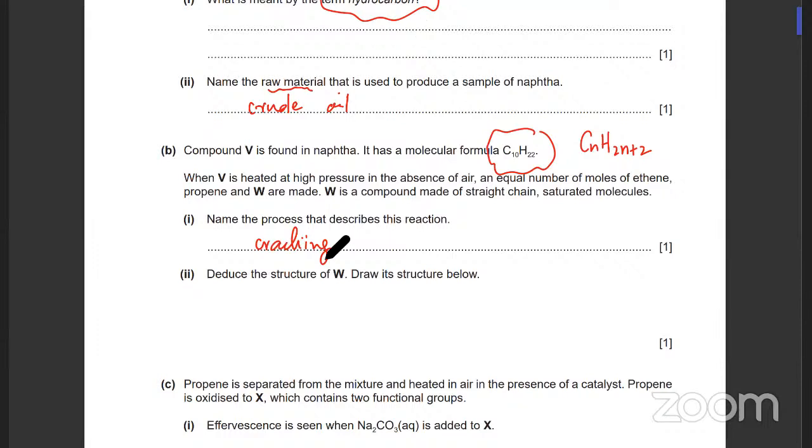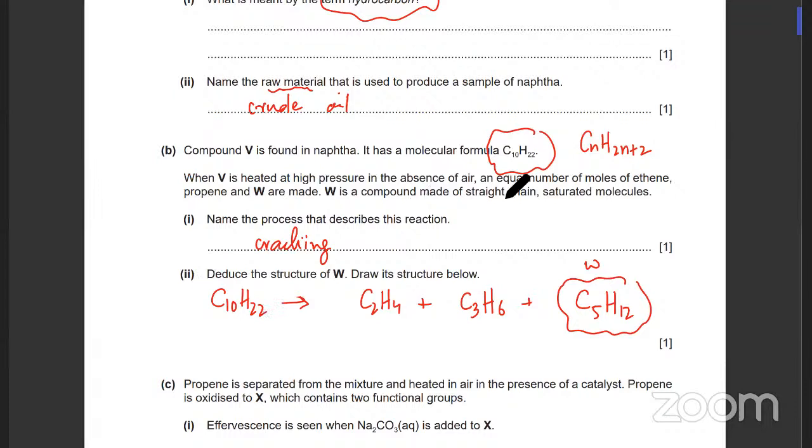And they're asking: deduce the structure of W and draw its structure below. So what is W? First thing, C10H22 is breaking up, and you're getting an equal number of moles of ethene, which is C2H4, and propene, which is C3H6, and there is W. So you already have 5 carbon atoms, so W is going to have 5 carbon atoms. And you got 10 hydrogens, so W will have 12 hydrogens. So that's going to be W.